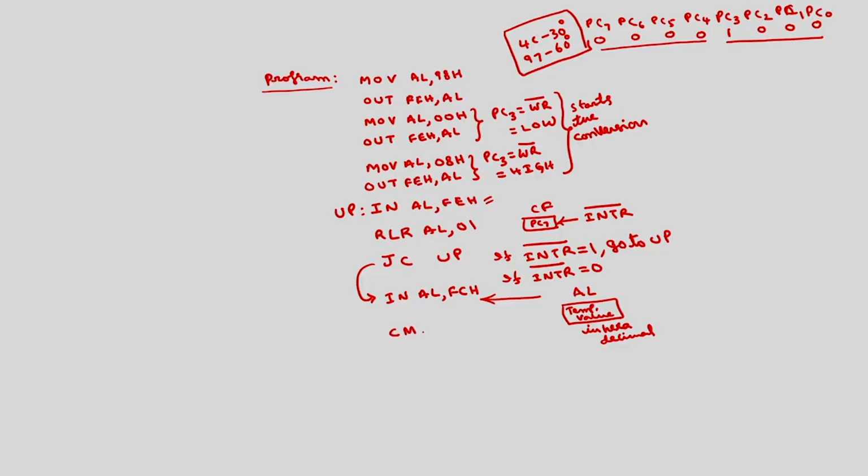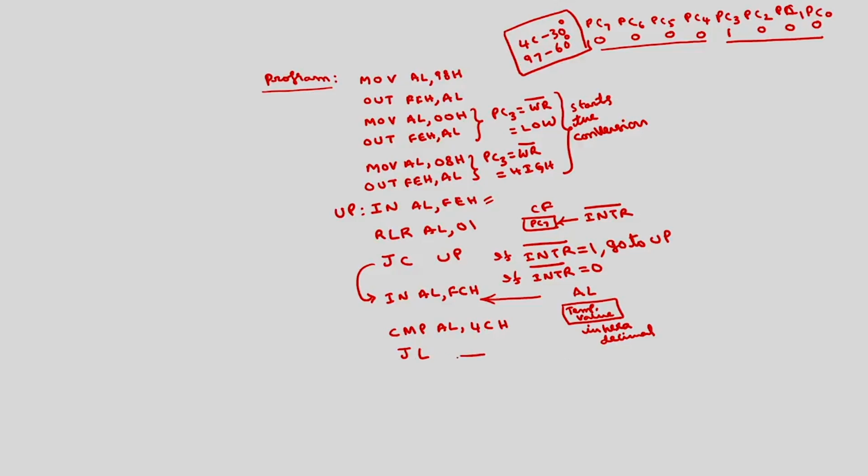Compare AL, which contains the present temperature value, then 4CH, the lower limit. Jump on less than. If AL is less than 4CH, it means we need to turn on the heater. If it is less than 30 degrees, we have to turn on the heater. Less than, jump if less.